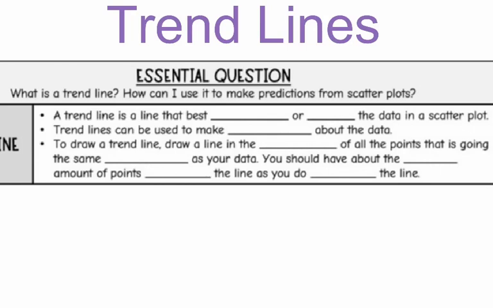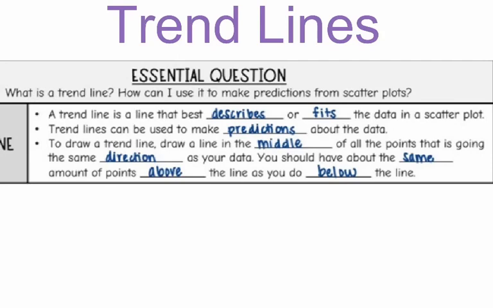Let me zoom in a little bit. So what is a trend line? How can I use it to make predictions? All right, we'll fill this in real quick. A trend line is a line that best describes or fits the data in a scatter plot. Trend lines can be used to make predictions. There's that key word. That's what we're going to do in a minute or two: look at this data and make some predictions based on what we see, and we're going to need trend lines, okay?